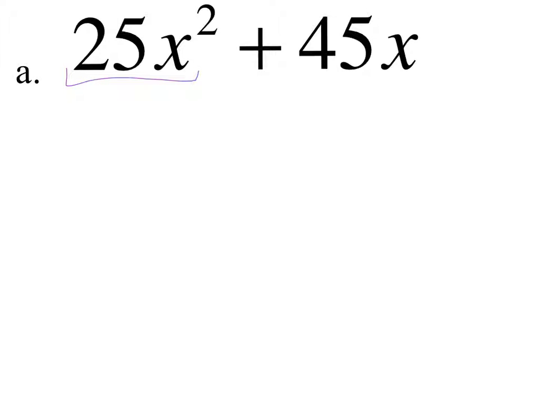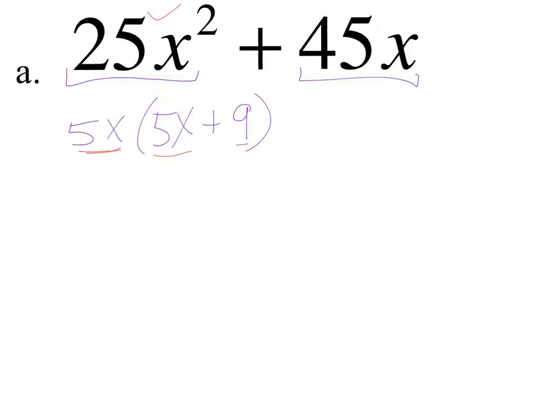I notice that 25x squared and 45x can both be divided by a 5 and by an x. When I perform this operation, I get 5x left over out of 25x squared, and I get plus 9 left over out of 45. Just to double check, 5x times 5x is 25x squared. 5x times 9 is 45x. And in fact, this is completely factored at this point. We factored out a common factor, and there's nothing else that we can factor out.